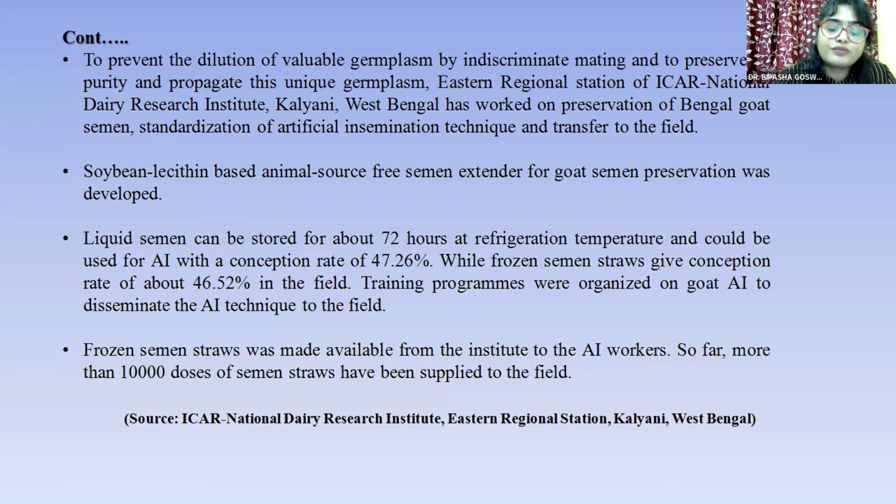Liquid semen can be stored for about 72 hours at refrigerator temperature and could be used for AI with a conception rate of 47.26%, while frozen semen straws give a conception rate of about 46 to 52% in the field. Training programs were organized on goat AI to disseminate the technique to the field. Frozen semen straws were made available from this institute to AI workers, and so far more than 10,000 doses of semen straws have been supplied to the field.